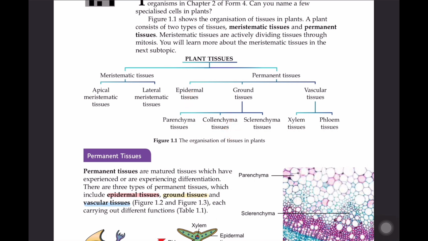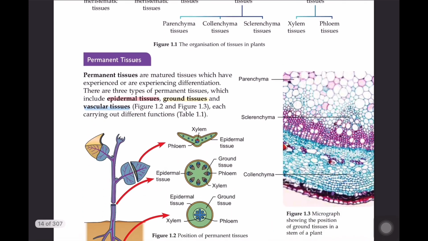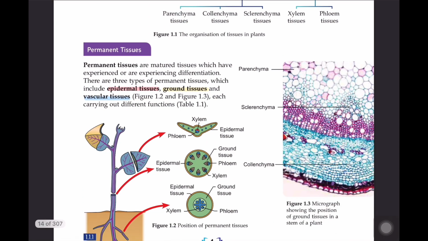So first, we will start with permanent tissues. So permanent tissues are matured tissues. Okay, they are not actively dividing. They are matured tissues which have experienced or are experiencing differentiation. Okay, so permanent tissues, differentiation. Remember that. Permanent tissues, differentiation. Okay, and three different types would be epidermal, ground tissues, and vascular tissue.